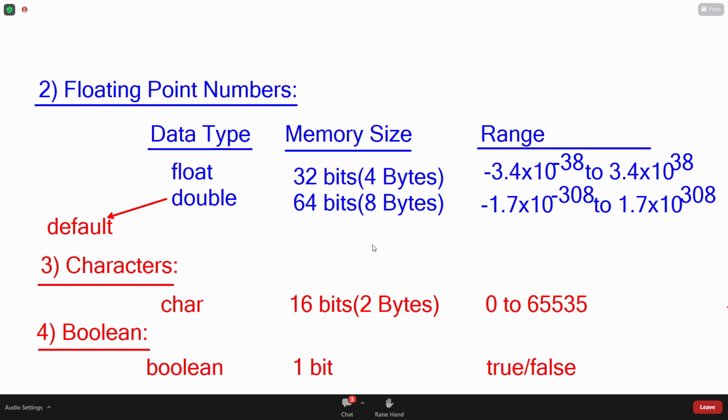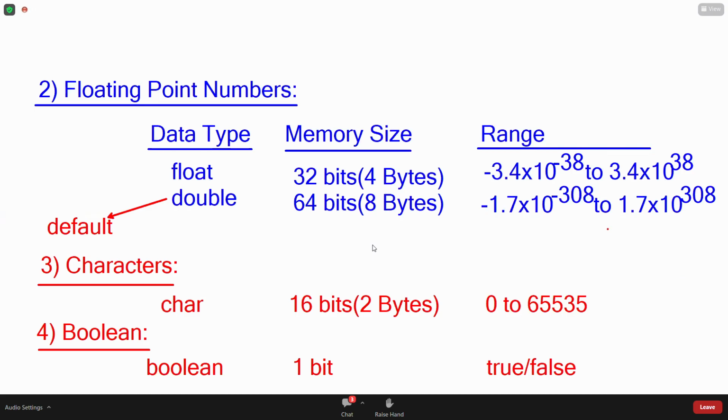Integers category, how many data types are there? 4: byte, short, int, long. Which is default? Int. I'll explain what exactly default means. Floating point numbers, how many data types? 2: float and double. Which is default? Double. Characters category, how many data types? 1, that is char, which is the only one, so default is not required. In the 4, int is default. In the 2, double is default. But there is only one data type here, so default is not required. Boolean category, how many data types? 1, that is Boolean.